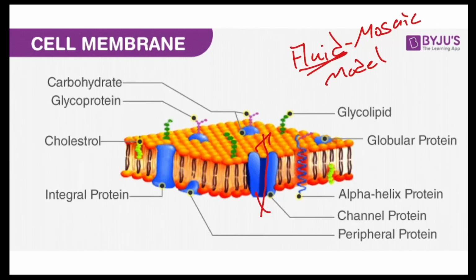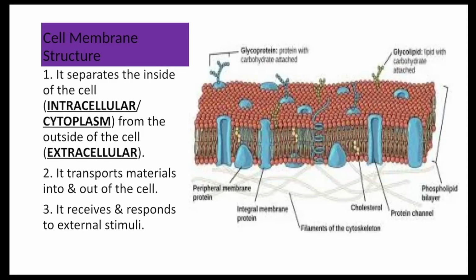And fluid meaning free to flow. It's able to move. And then mosaic means a puzzle. So not only is it complex, it's like a puzzle with all these different parts. It's fluid because it's able to flow, but even the puzzle pieces themselves are free to flow in the membrane. So the transport proteins, cholesterol, it can all move and bounce around into different spots.